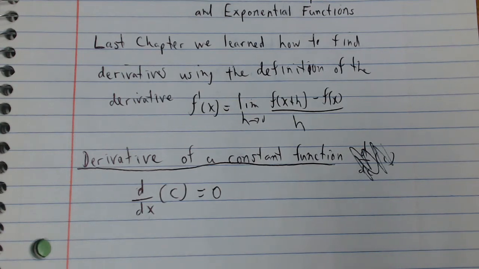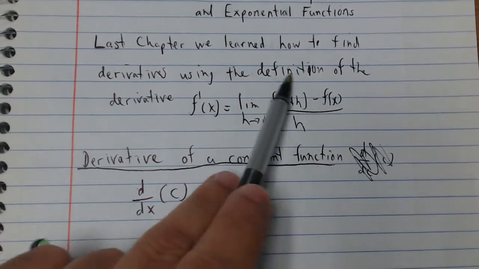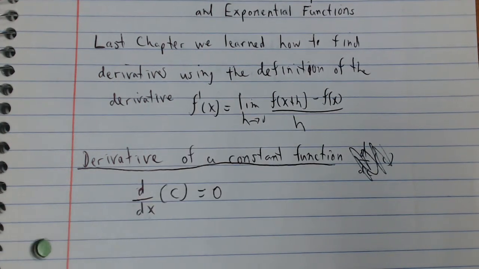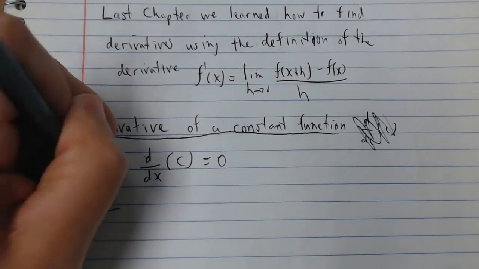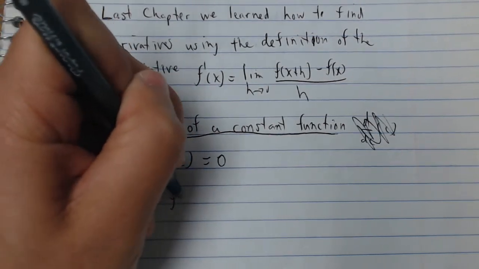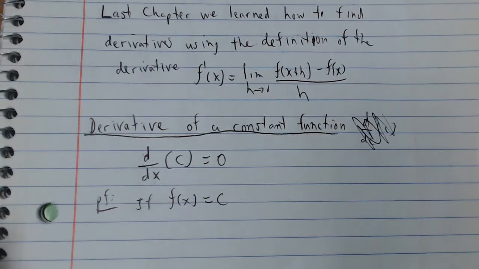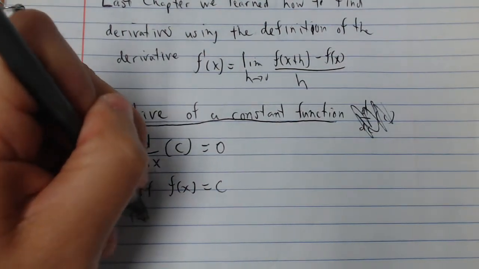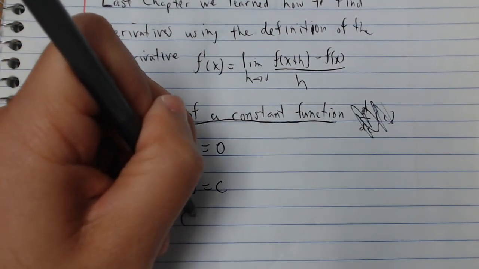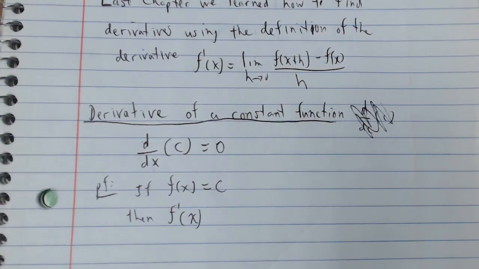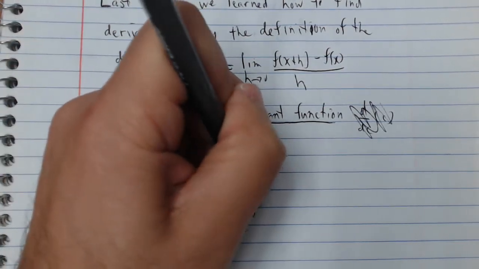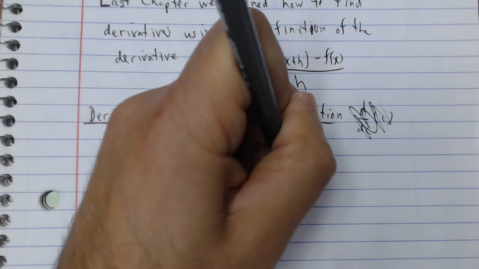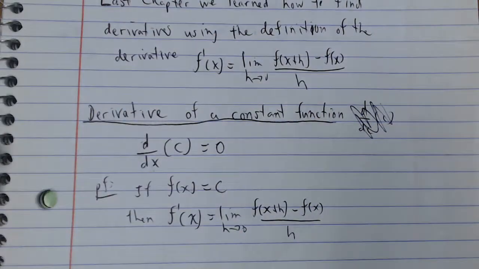And the question could be, well, how do we know that's true? How do we prove it? And guess how we prove it? We prove it this way. So here's kind of like the proof of it. If f of x equals c, let's find f prime of x. Then, by definition, f prime of x would be what? The limit as h approaches 0 of f of x plus h minus f of x all over h. What does that become?